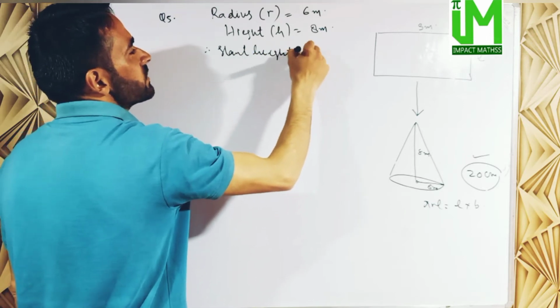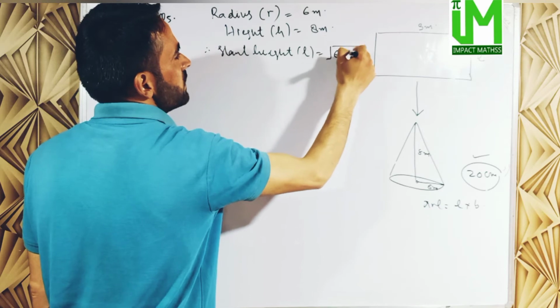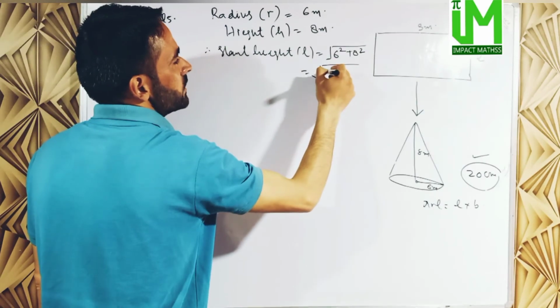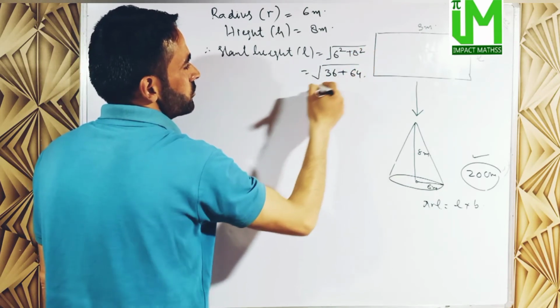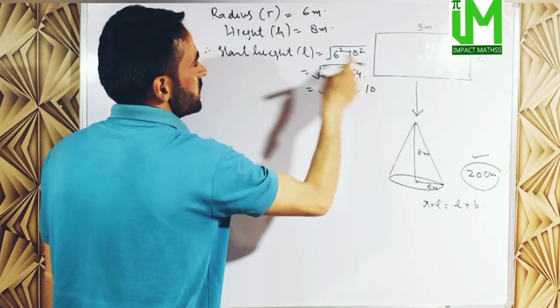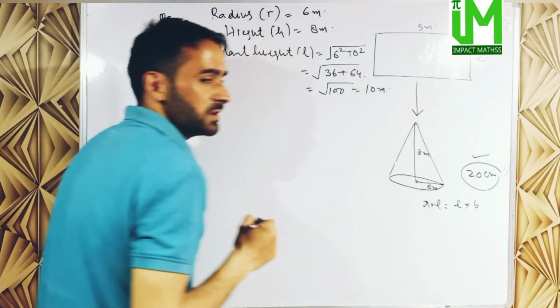So therefore the slant height is L. Slant height is equal to under root of 6 square plus 8 square. 6 square will be 36 plus 8 square, that is 64. So it will be under root of 100, and under root of 100 is 10. That means the slant height is 10 meter.